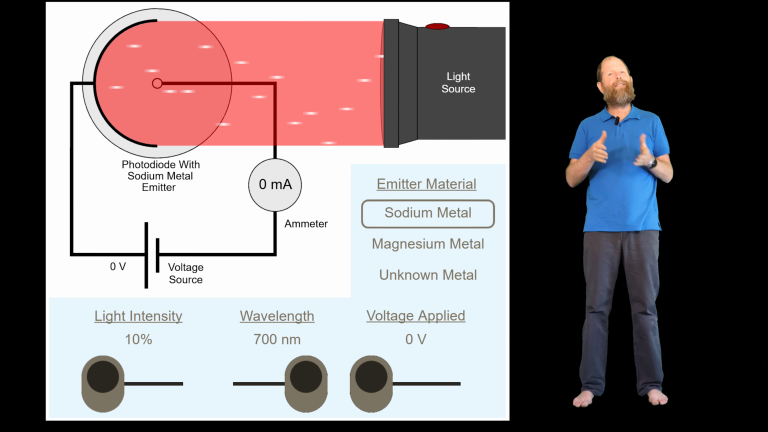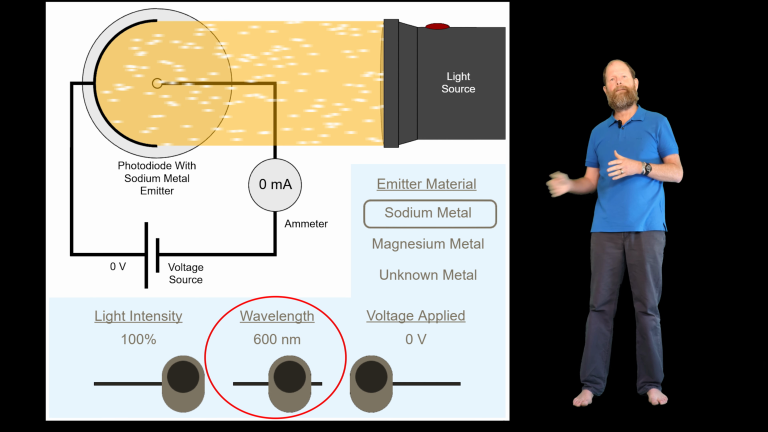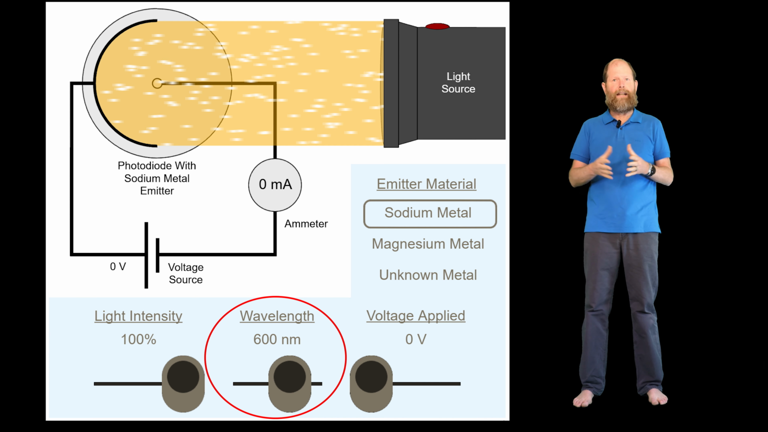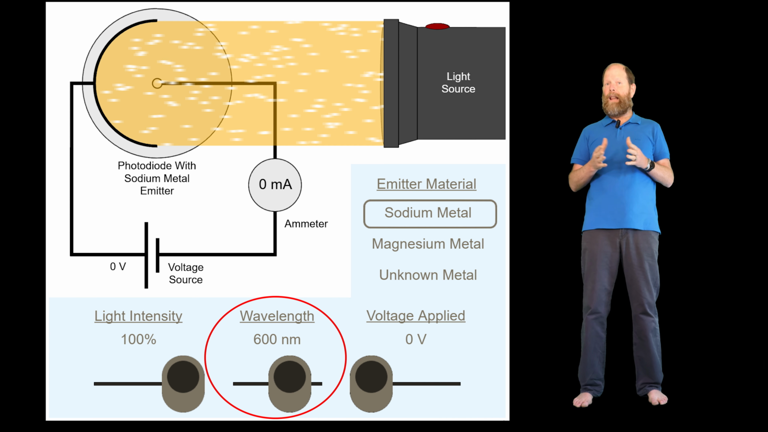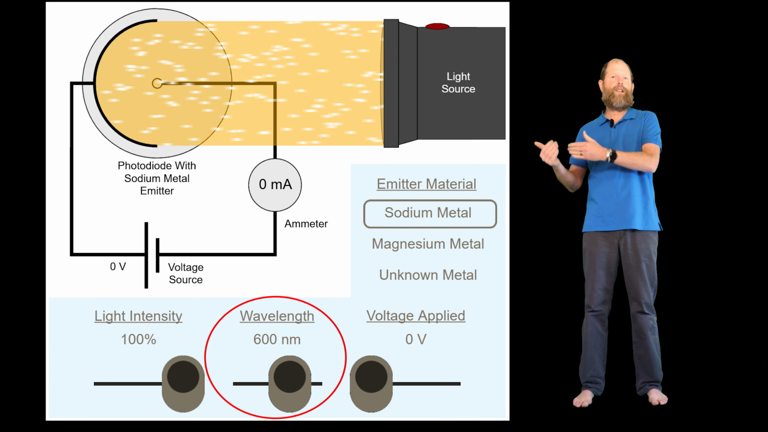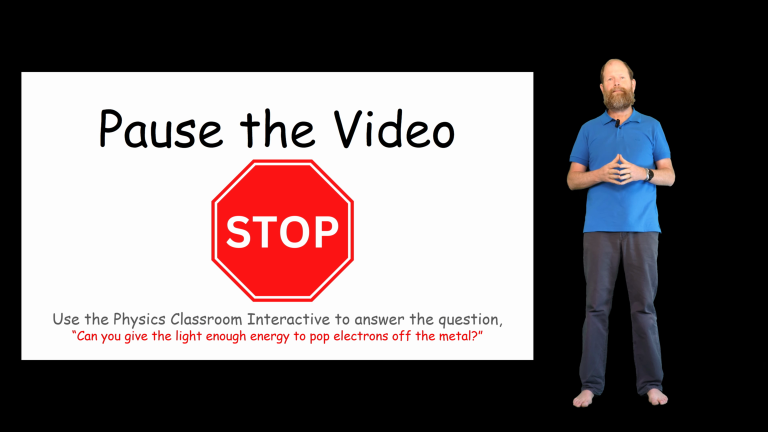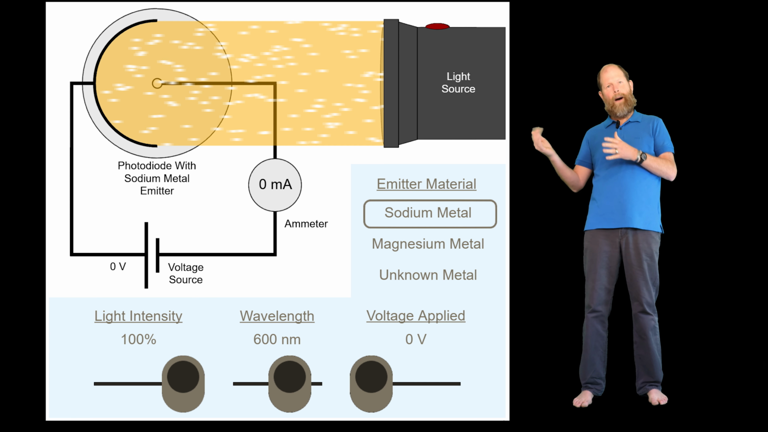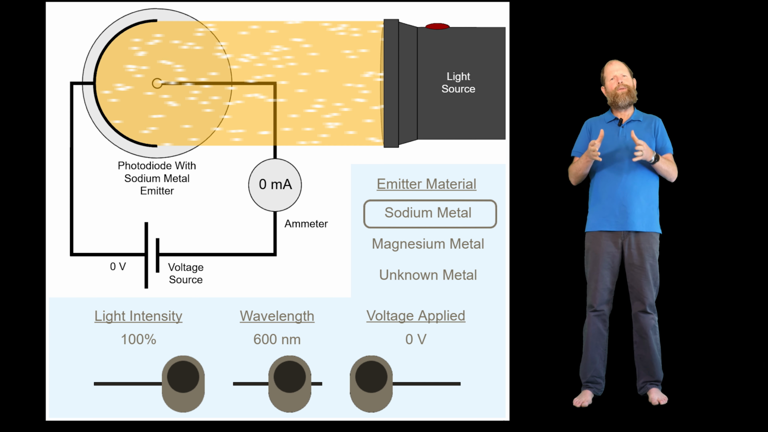Go ahead and change the wavelength to 600 nanometers. Now, again, increase and decrease the intensity, the brightness. Can you give the light enough energy to pop electrons off the metal? We have tried changing the intensity and found that it has no impact on creating the photoelectric effect, the popping off of electrons. So now let's try changing the frequency.